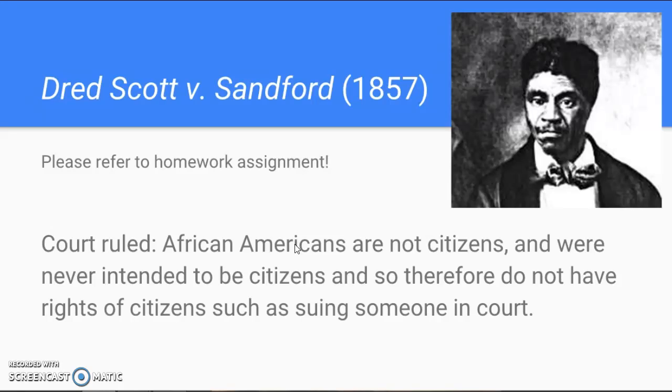And so the court ruled that not only would Dred Scott not be allowed to be set free, but in fact he didn't have the right to even be in court suing someone in the first place. And of course this is a racist decision, but it just shows us the thinking that was going into the Supreme Court back in the years right before the Civil War began.